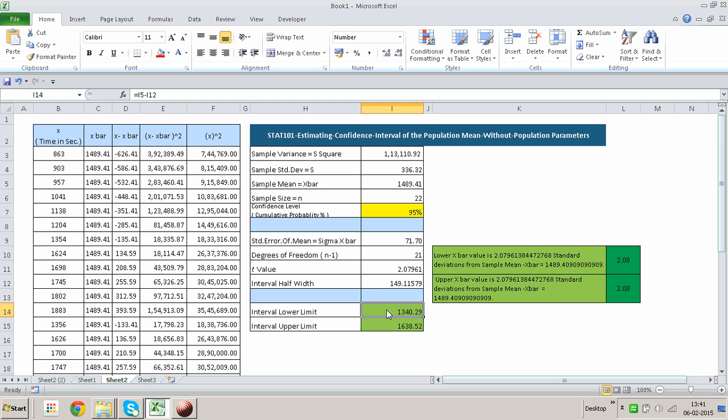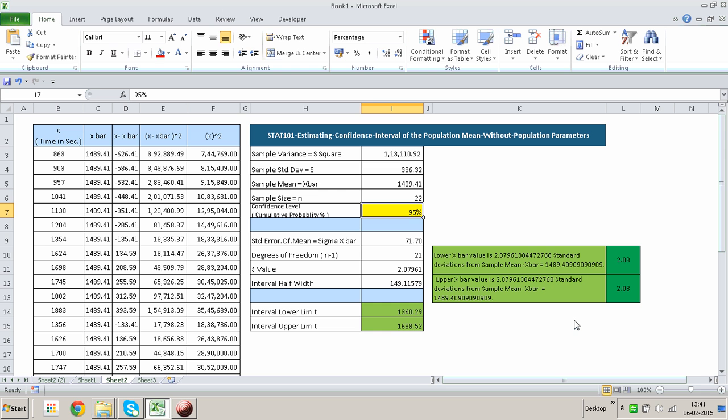So that is how simple it can be once we introduce the t value. And because we've introduced the t value, we do not anymore need any population parameters to estimate the confidence interval of the population mean. We don't need any population parameters. We can go ahead and get it done by using the sample statistic. Also, as seen in the earlier example, this very clearly states that the lower x bar value, which is the interval lower limit over here, is 2.07 standard deviations from the sample mean, which is the x bar, and again the upper is the same standard deviations.